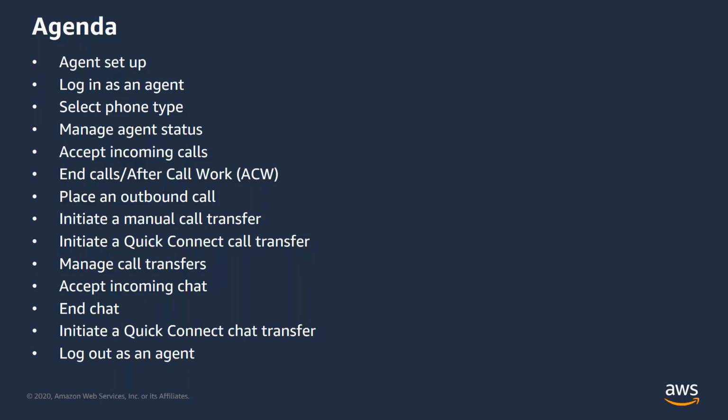In addition to this, I will also showcase how you can accept incoming phone calls, end these calls, manage after-call work, initiate a manual call transfer, place an outbound call, or a quick connect-based transfer, and manage your calls when you transfer. I then repeat the same set of functionalities for chat, such as accepting incoming chats, ending those chats, or initiating a quick connect transfer for a chat interaction. Finally, I will show you how to log out of the CCP at the end of your shift. With that said, let's start with the agent setup.